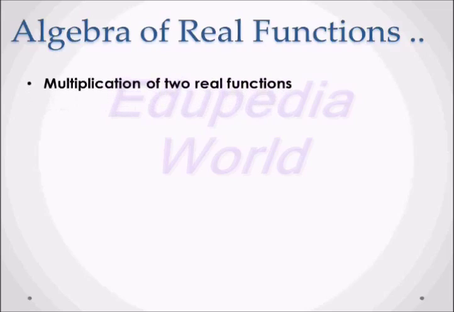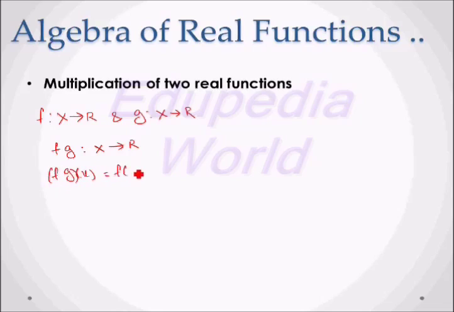Multiplication of two real functions. The product or multiplication of two real functions, say f from X to R and g from X to R, is a function fg defined from X to R by fg of x equals f of x into g of x, where x belongs to capital X.